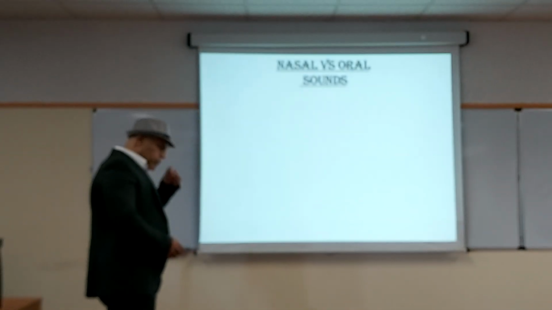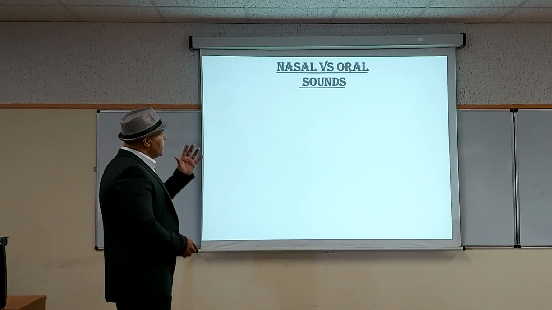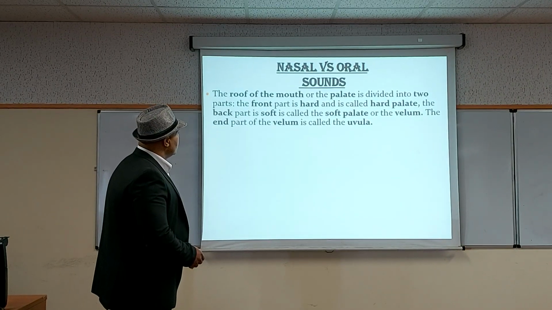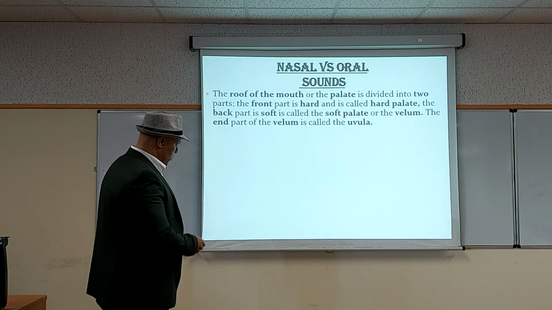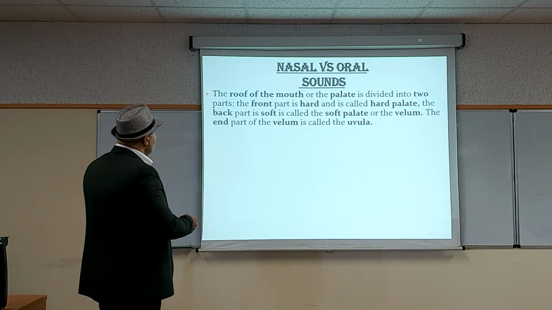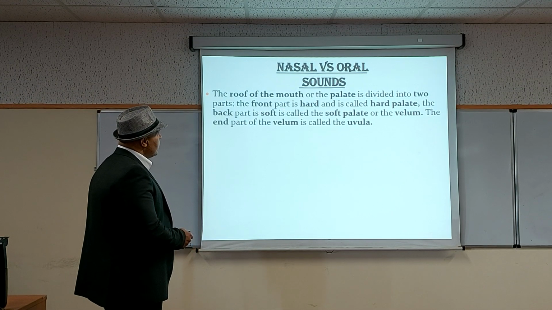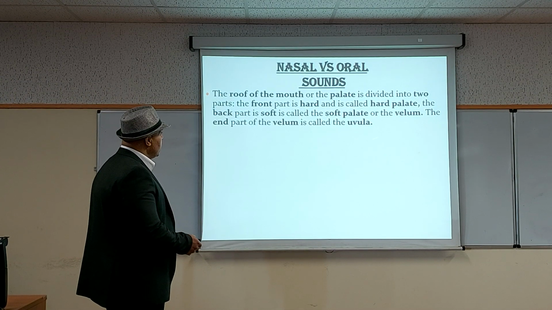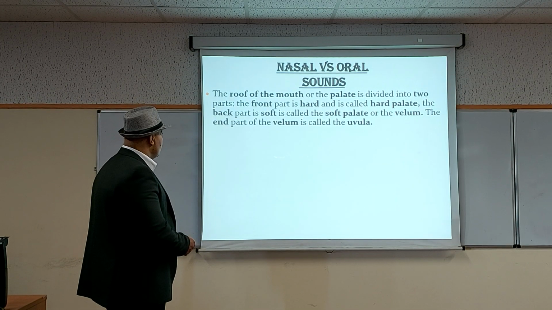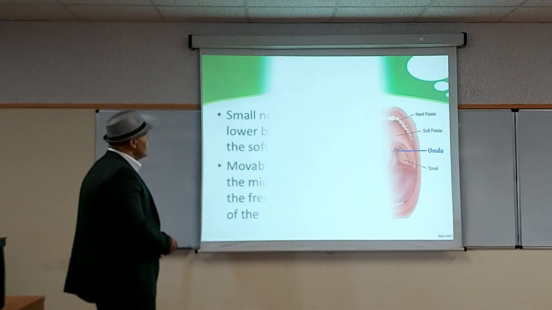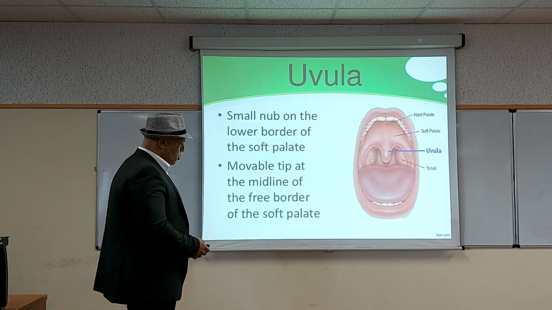Nasals, the second distinction between sounds, is nasal and oral sounds. What do we mean by nasal and oral sounds? The roof of the mouth, or the palate, is divided into two parts. The front part, which is hard, is called the hard palate, and the second part is soft and called the soft palate or the velum, and the end part of the velum is called the uvula, as we are going to see in this chart.